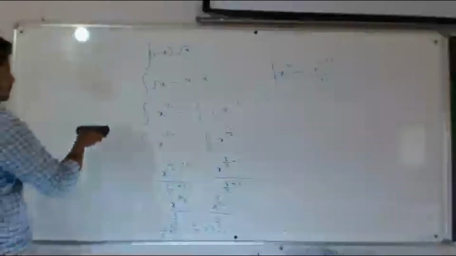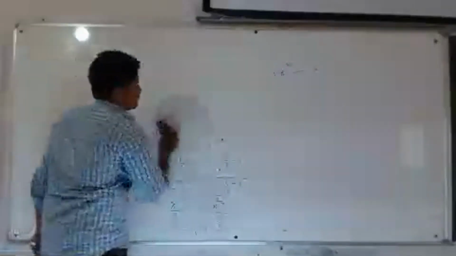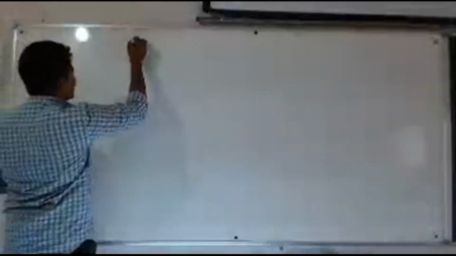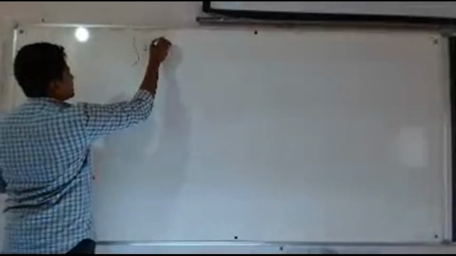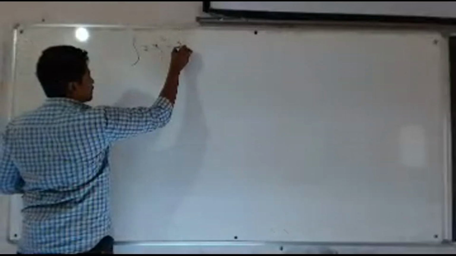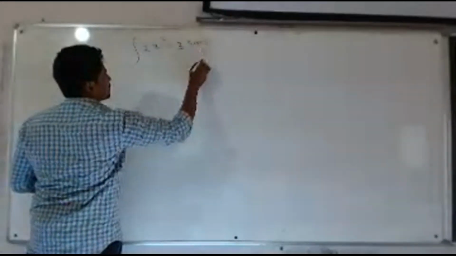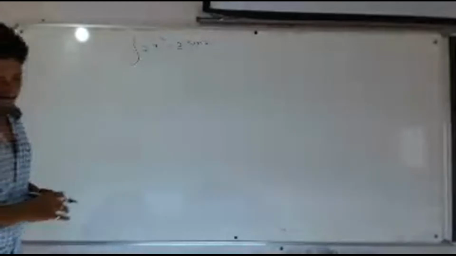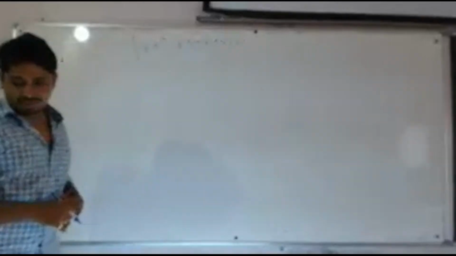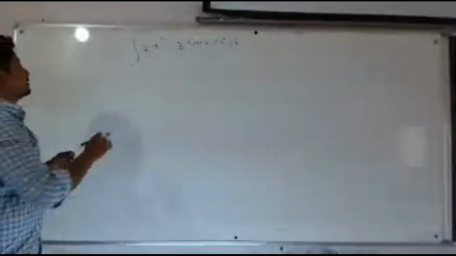See the 17th question. I'm going to cover the 17th question. Integral 2x square minus 3 sin x plus 5 root x. Okay. See here.